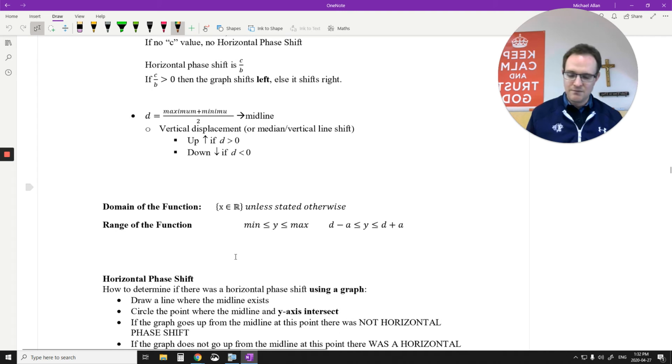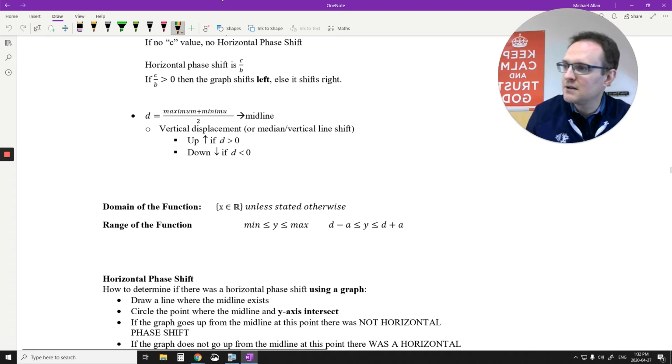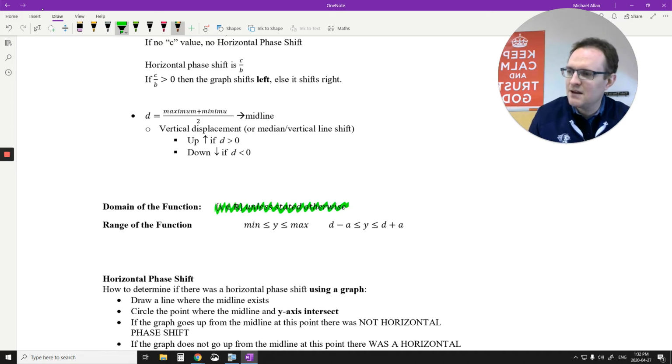Now the domain, very key here: the domain of all these kinds of graphs we talked about, unless we go to word equations, which we will do, is just x is an element of the real numbers unless otherwise stated. Now the min and the max, if you don't have a graph and you don't want to graph it on a calculator, because nothing stops you from doing that and finding the min and max from the calculator, you can think about the graph this way.